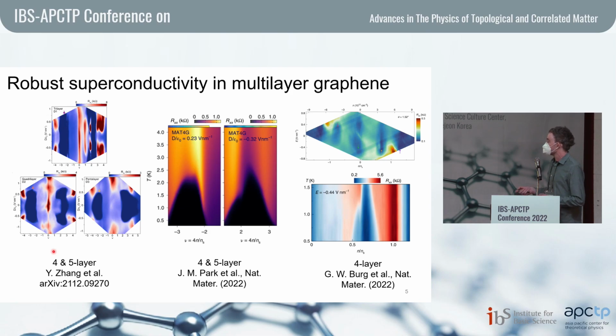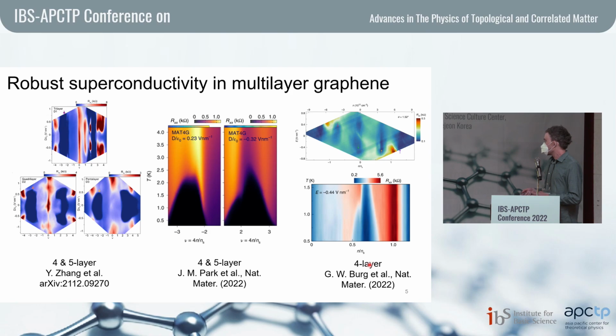And the general conclusion of each of these works, so this one from the Caltech group, this one from Pablo's group, and this from the group of Emmanuel Tutuk, is that as one increases the layer number, it looks like superconductivity begins to win out over all the other insulating phases that are present in the system.